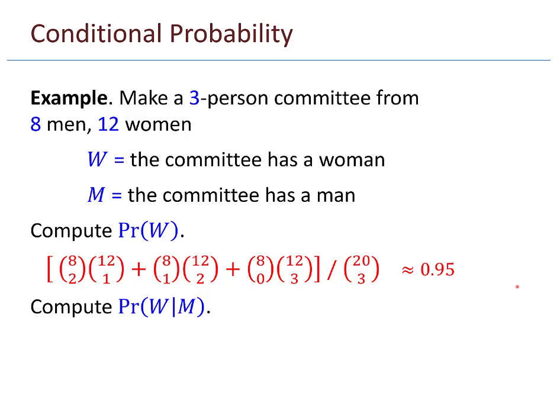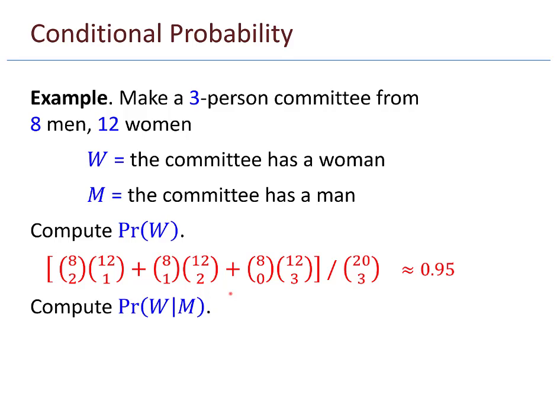So take a look at the numerator. 8 choose 2 times 12 choose 1, 8 choose 1 times 12 choose 2, 8 choose 0 times 12 choose 3. What's going on here is that the committee has to have a woman. So there's either 1 woman or 2 women or 3 women on that committee. And so correspondingly, there's either 2 men, 1 man, or no men on the committee. So the numerator really does express the idea that among these 3 people, at least 1 woman appears.